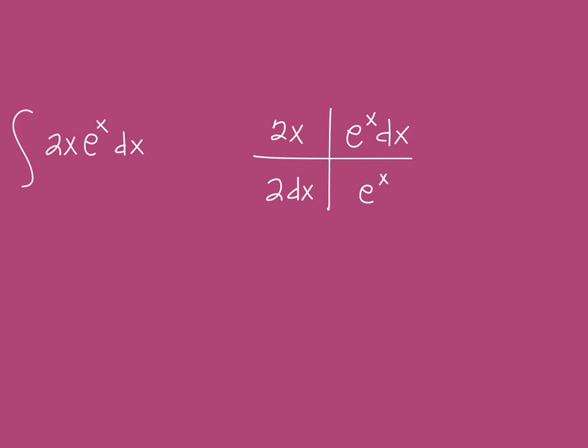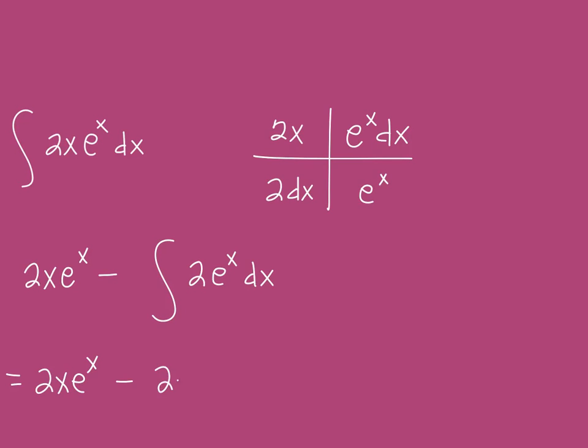So this part has its own answer. The answer to this one will be 2x e to the x minus the integral of 2 e to the x dx. Now thankfully this has its own antiderivative. I don't need another integration by parts. So I have 2x e to the x minus 2 e to the x plus c.